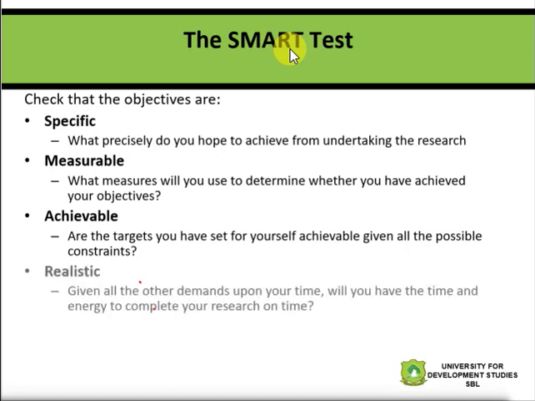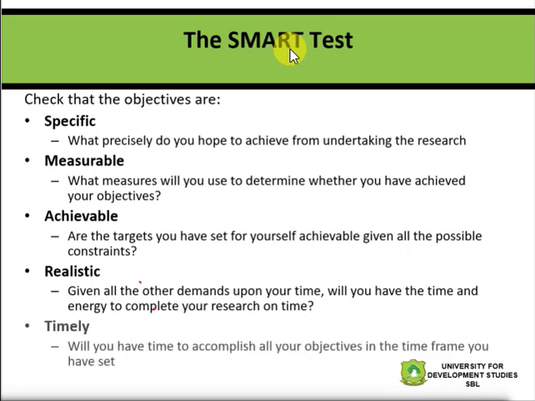Then we also have R, which is realistic. And realistic basically means that given all the other demands upon my time, upon data availability and other resources, will it be possible to put all my energy in it and still be able to complete it? Will it be possible? If it is not possible, then it means your project work objective is not realistic. Finally, T, timely. Will you have the time to be able to accomplish all your objectives in the time frame you have set for yourself?